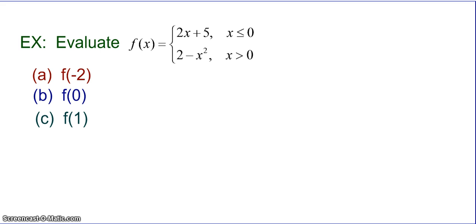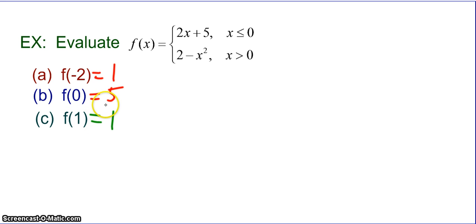Okay, here I want you to evaluate this piecewise function at the indicated values. So again, pause the video, take a minute and do that. Okay, so hopefully we got f of negative 2 is 1, f of 0 is 5, and f of 1 is 1. Again, just real quickly, how do we get that if you did not get the correct answers?